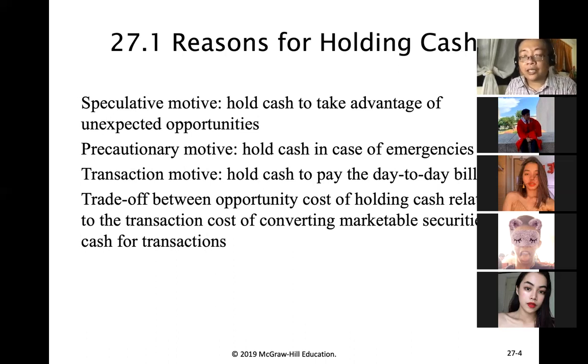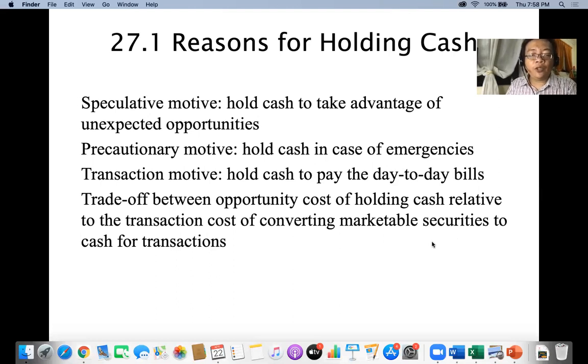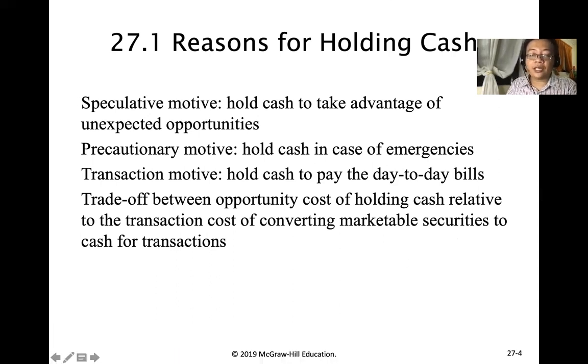Kailangan mong mag-hold ng cash para may pangsweldo ka, Kalil, no? Sa mga tao mo, sa mga cupcake mo. Yan. Kailangan mong mag-hold ng cash para kung ikaw ay corporation, dapat yan ay may pambayad ka ng dividends. That's your day-to-day bills, day-to-day operations. All right. Meaning, trade-off between opportunity cost of holding cash related to the transactions is basically you convert your short-term investment into cash. So basically, you will convert your marketable securities now into cash transactions.